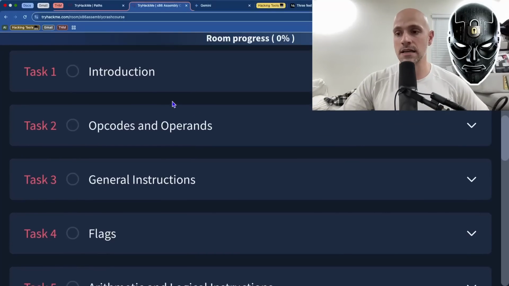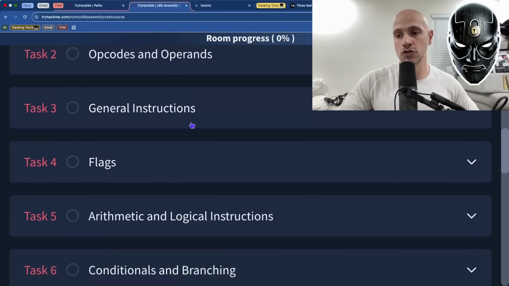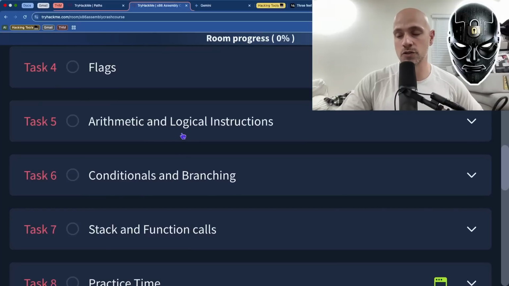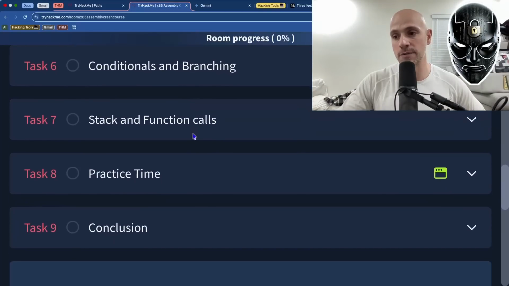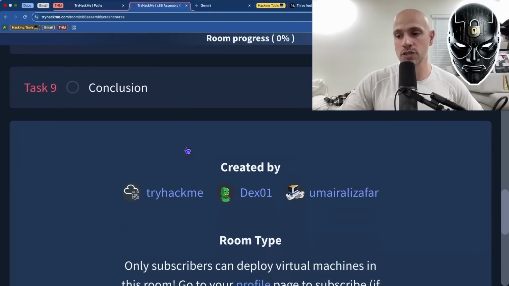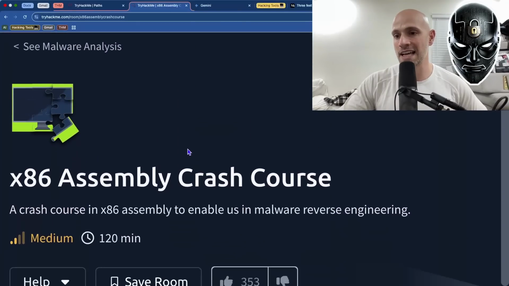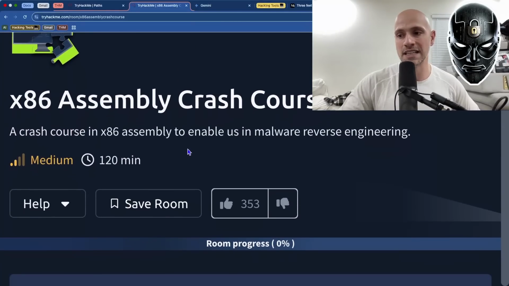Then we have the opcodes and operands, general instructions, flags, arithmetic and logical instructions, conditionals and branching, stack and functional calls, and a couple of practice exercises. And of course, there will be a conclusion where we review everything that we went through. We'll give you some final thoughts, and you will be dismissed for the day. So that is essentially the overview of the assembly crash course for x86 inside of malware analysis.